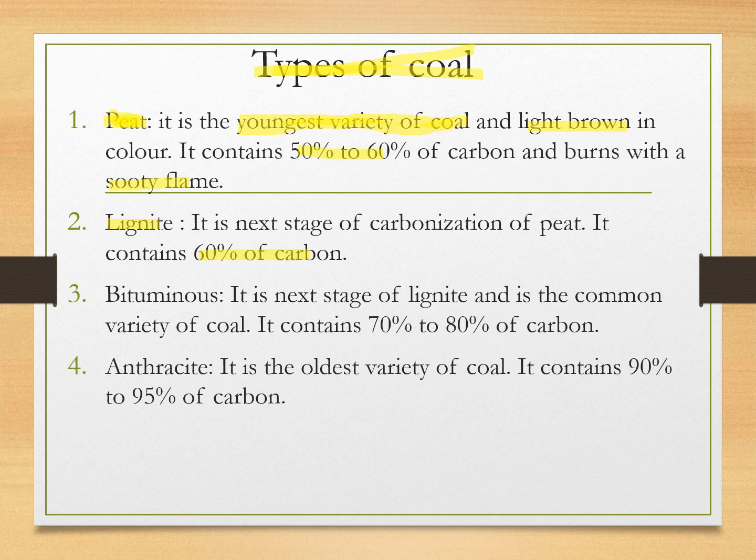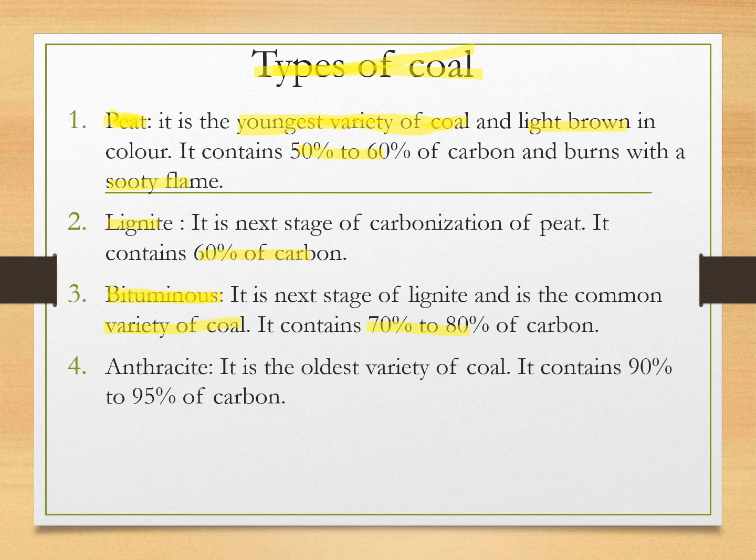After lignite, we have bituminous, the next type, and it is a commonly used variety. Mostly this type of coal is used, for example, to make roads, what we used to call alcatra here. This kind of bituminous is used, and it contains about 80% carbon, meaning a high carbon percentage.